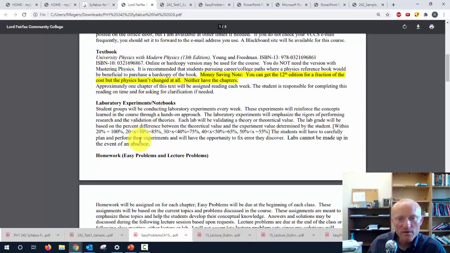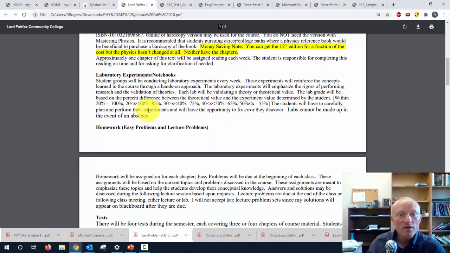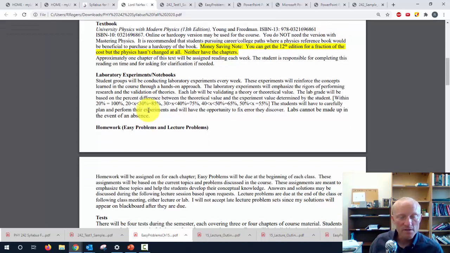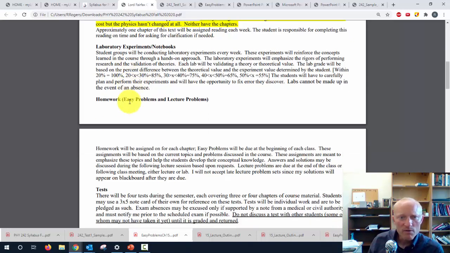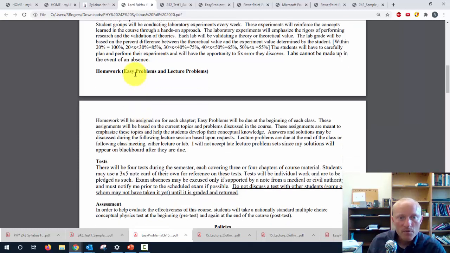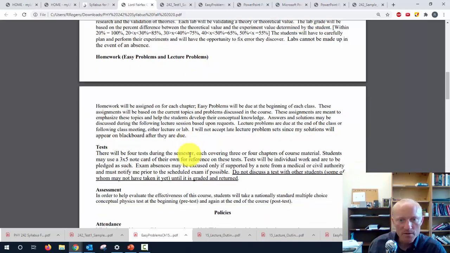Labs, I'll show you where to find those in just a little bit, but whenever you do a lab, you definitely need to turn in an abstract. You can turn in labs as many times as you want, as long as you turn them in by the due date. That way, it's kind of like when I'm going around the room when you're doing labs and I'm like, hey, any questions? That way I can make sure you're on the right path. Homework, easy problems, and lecture problems, I don't accept them when they're late because my solutions, well, kind of appear.